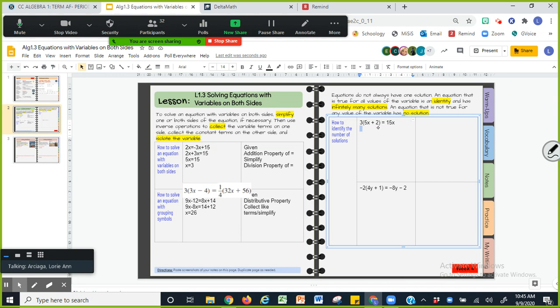If you distribute the 3 to the 5, that's 15. And then you distribute the 3 to the 2, that's going to be 6. Am I going too fast or just right? Okay, if you don't give me any feedback, I wouldn't know.